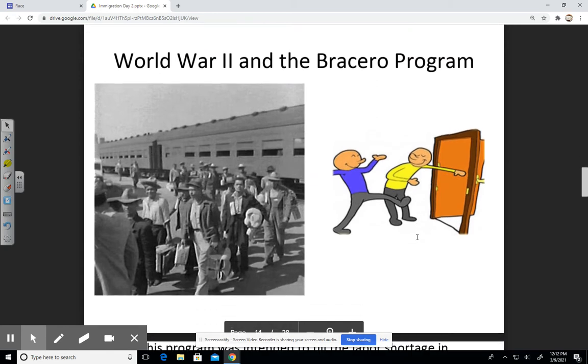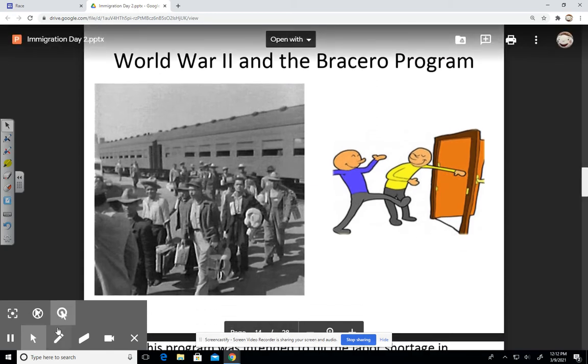World War II, we see the Bracero Program. So in World War II, I use this image because we're trying to encourage. Why? Because we know that there is a war going on, and a lot of the labor hands, the males, are going off to fight the Nazis. And so you need a labor force.